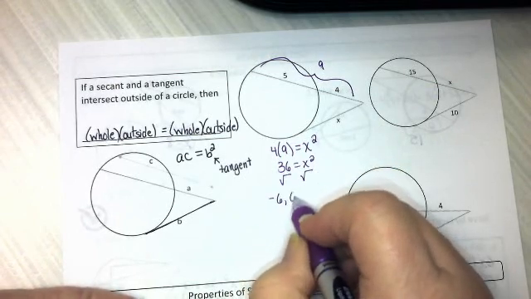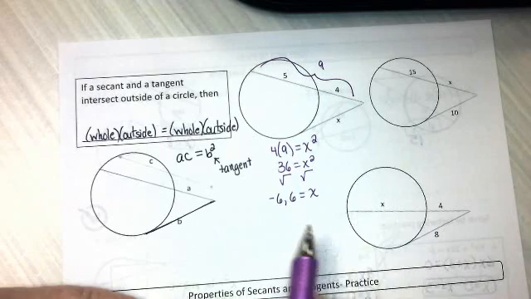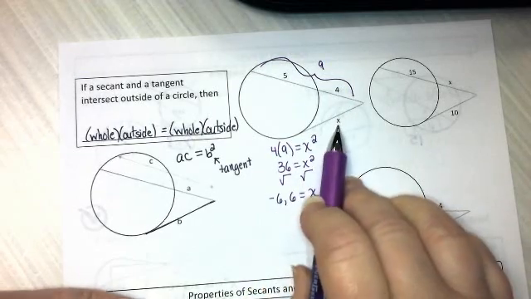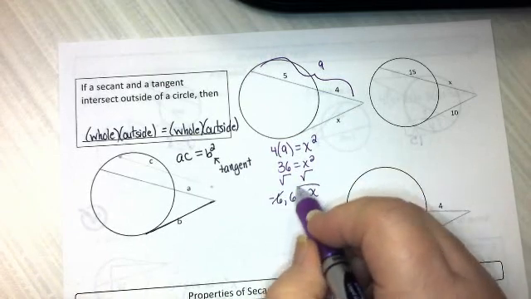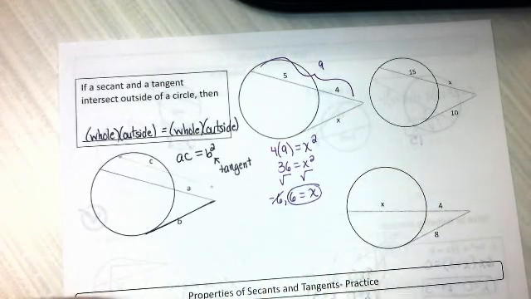And I know we talked about this a little bit before. I would get negative 6 and positive 6, but then look at x. That can't be a negative value because that would give me a negative segment length. So we're going to take the 6 because a negative 6 wouldn't work in this problem.